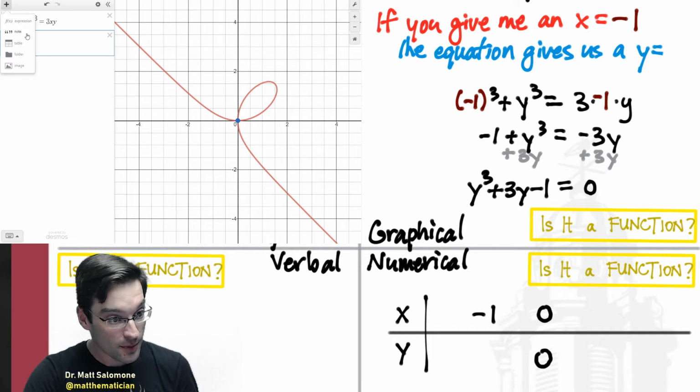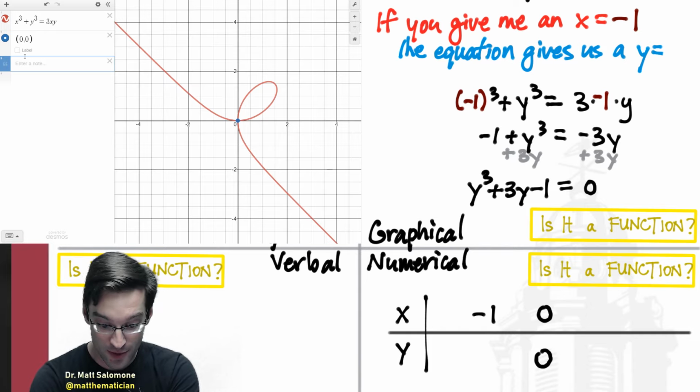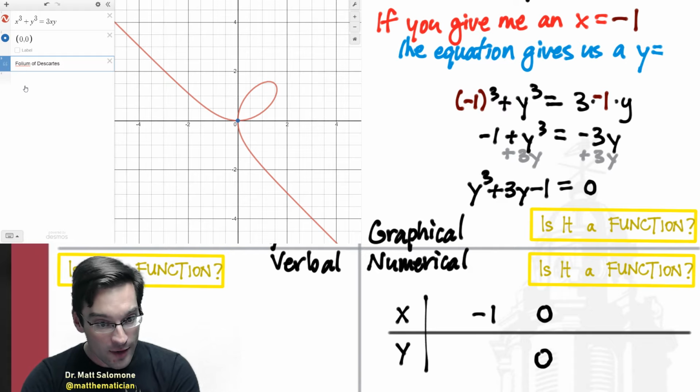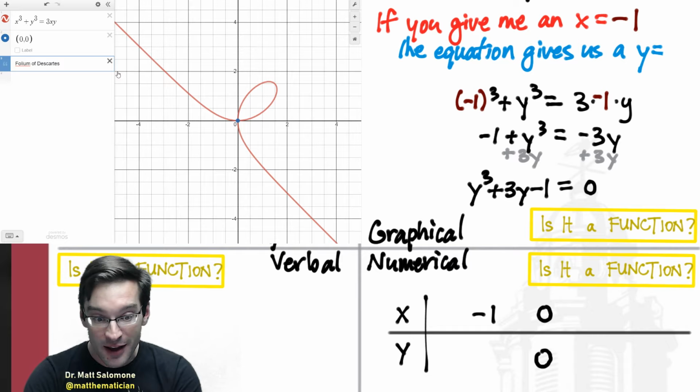And this little loop has a name, just for the sake of math history. It's called the Folium of Descartes. Folium is sort of a Latin word. A Latin root means something like leaf, so it's supposed to have kind of a leaf-like shape. Anyway, it's the Folium of Descartes. And so all of the points that lie along this red curve here are going to satisfy the equation x^3 + y^3 = 3xy.